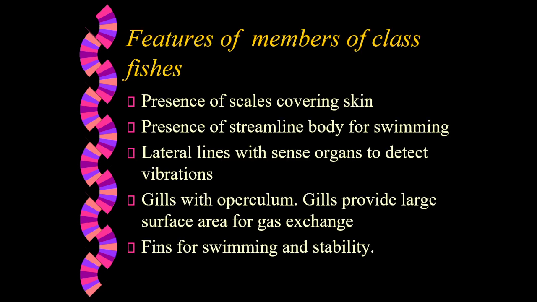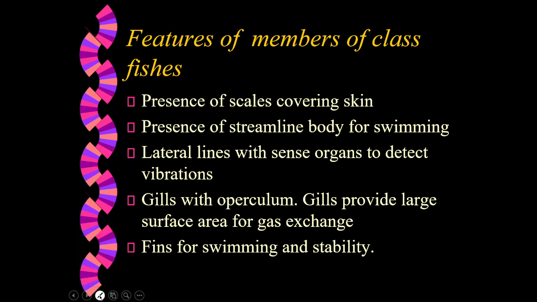So we'll start off with the class fishes. Fishes have the presence of scales covering their skin. They have a streamlined body for swimming. They have lateral lines with sense organs to detect vibrations. Gills with operculum. Gills provide large surface area for gas exchange, and they have fins for swimming and stability.